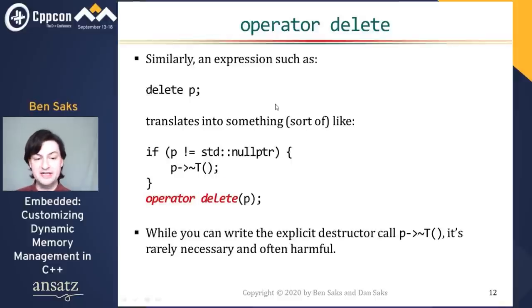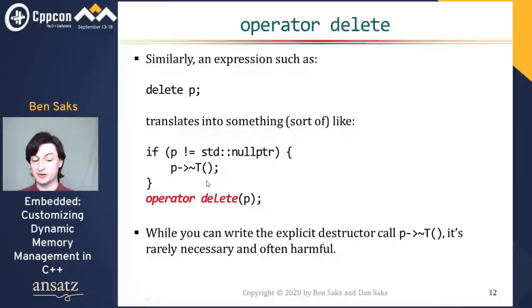By the same token, a delete expression really translates into something that looks kind of like this. It checks to see, is the pointer a null pointer? Deleting a null pointer is always safe. It just does nothing. But if it's not a null pointer, if P actually points to something, first we have to call the destructor for that object to clean up any resources associated with that object. Then we can call operator delete and actually release the memory that was used to store that object.